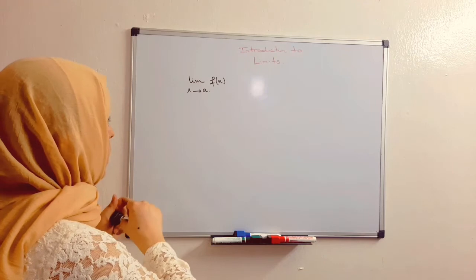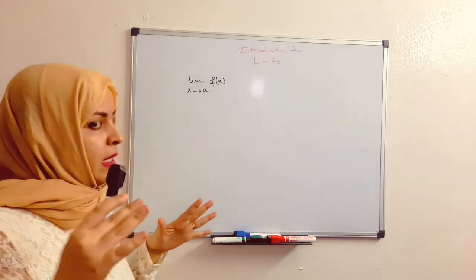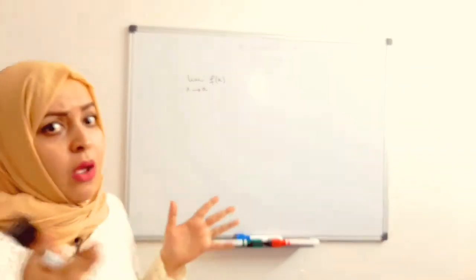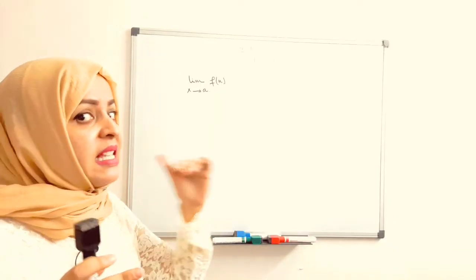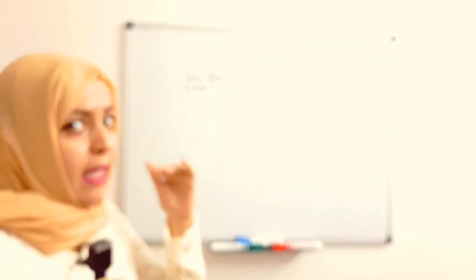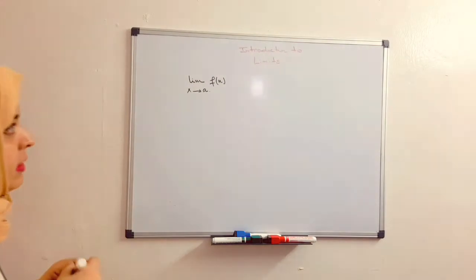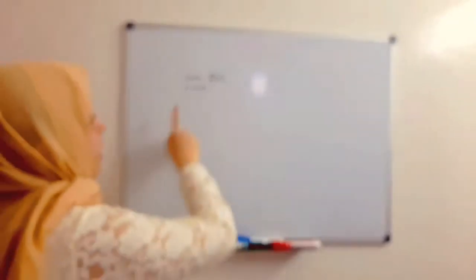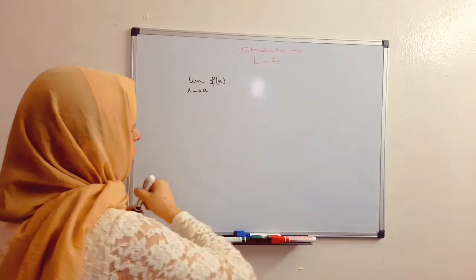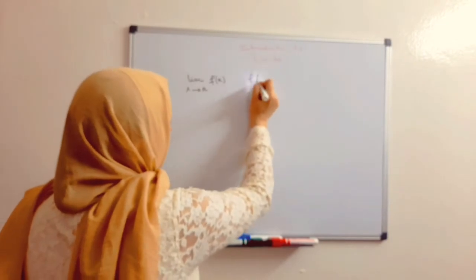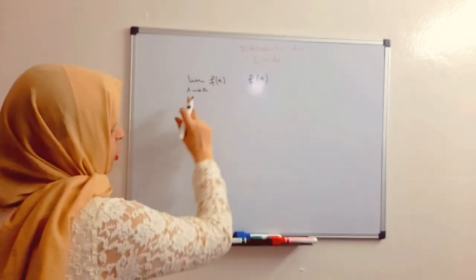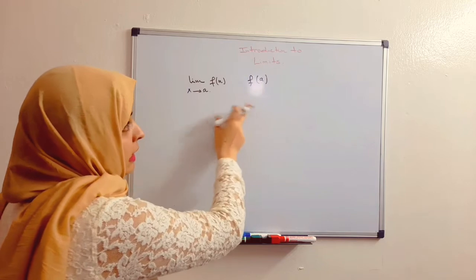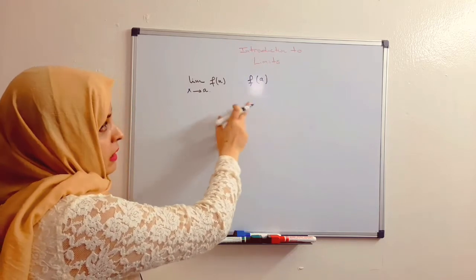So basically, when we talk about the limit, we are not interested to know what's happening when x is equal to a. And this is the difference between the limit when x tends to a of f of x and f of a, which are completely two different things.